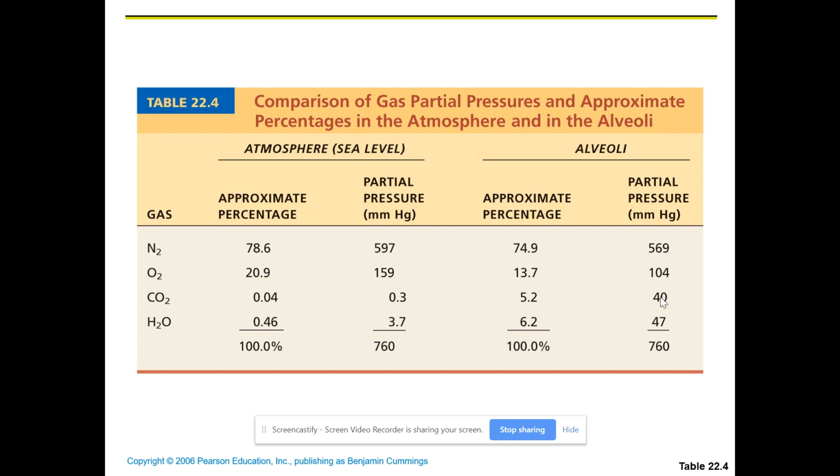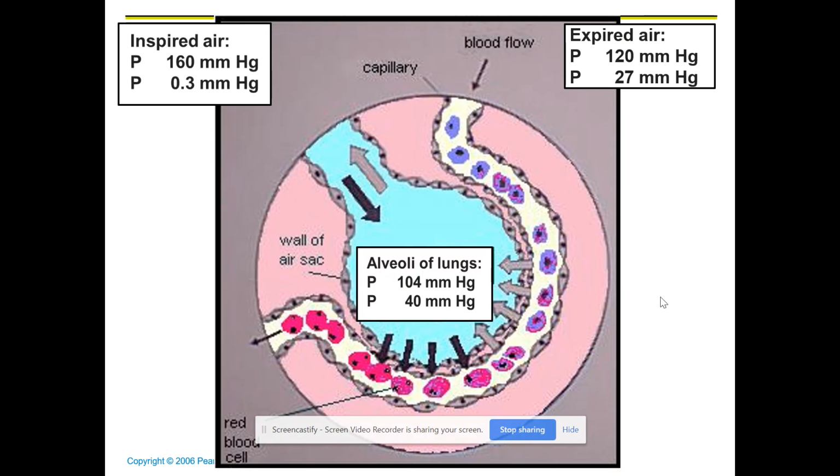The two gases we're going to spend most of our time talking about are oxygen and carbon dioxide. Again, partial pressure of oxygen in the air that we breathe in, about 159. Partial pressure of oxygen in the alveolus, about 104. Partial pressure of carbon dioxide in the air that we breathe in, about 0.3. Partial pressure of carbon dioxide in the alveolus, about 40.